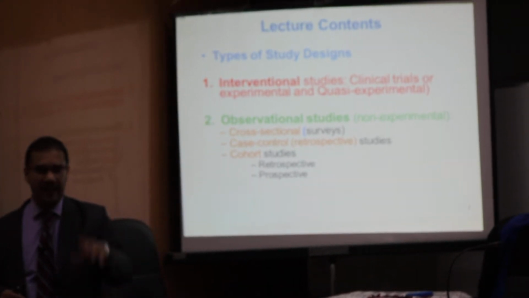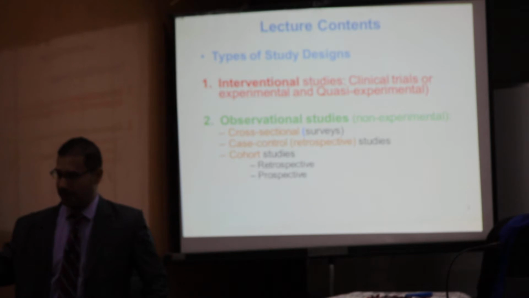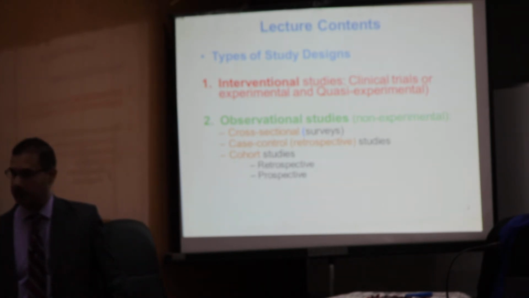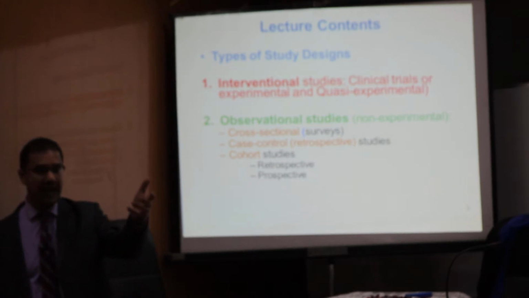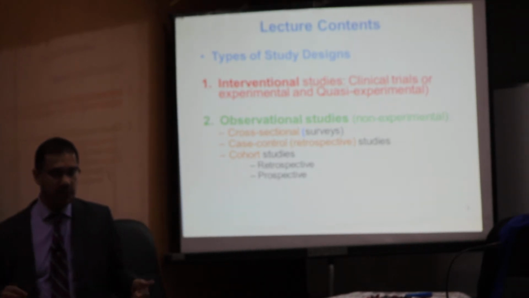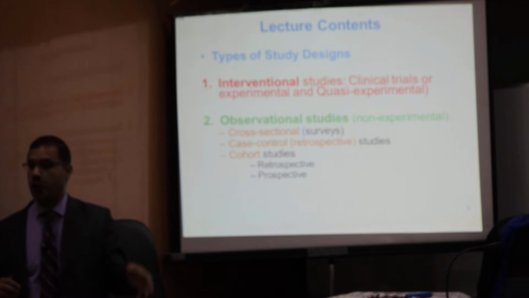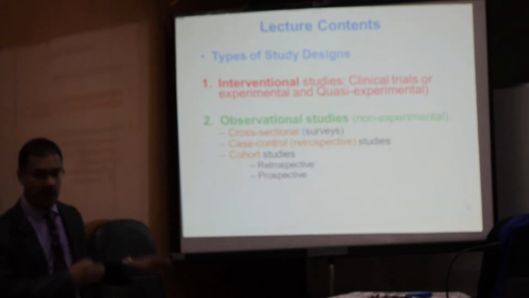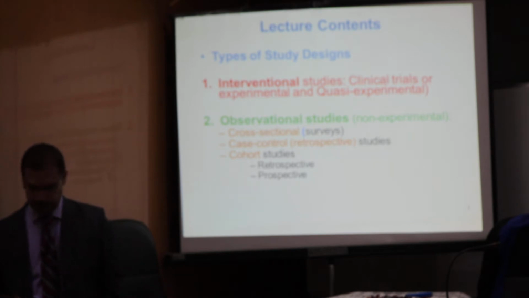Interventional studies have different names. They could be experimental, clinical trials, or quasi-experimental. Observational, we could have cross-sectional, case control, or cohort. Cohort is either prospective or retrospective. I will talk about each one of those.